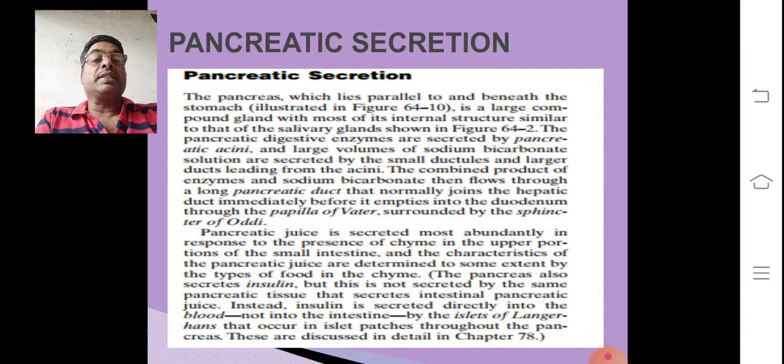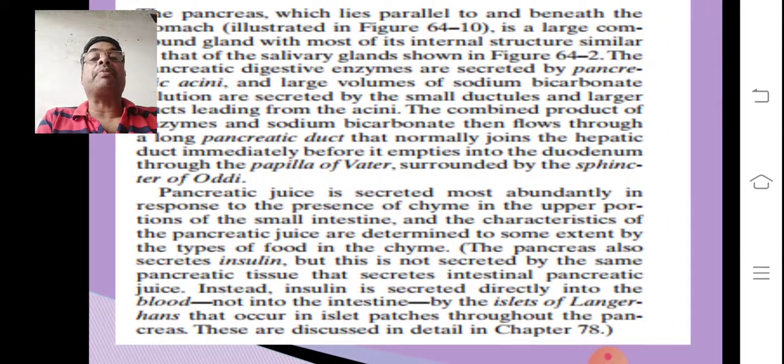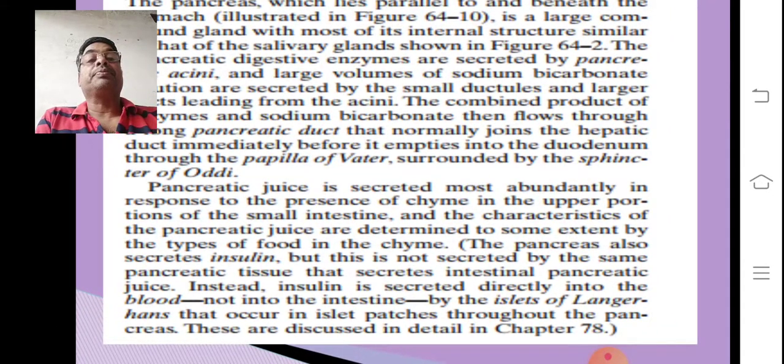Pancreatic juice is secreted most abundantly in response to the presence of chyme in the upper portion of the small intestine, and the characteristics of the pancreatic juice are determined to some extent by the types of food in the chyme.